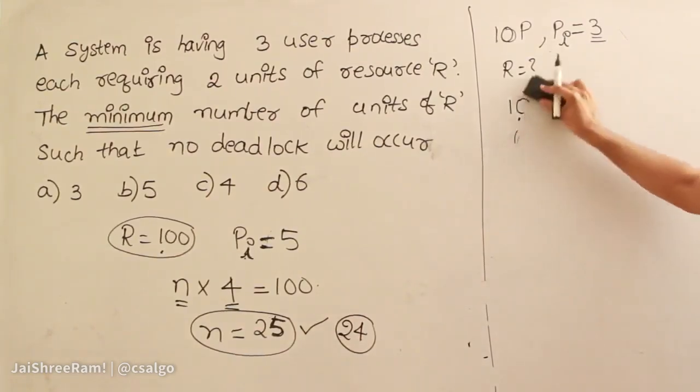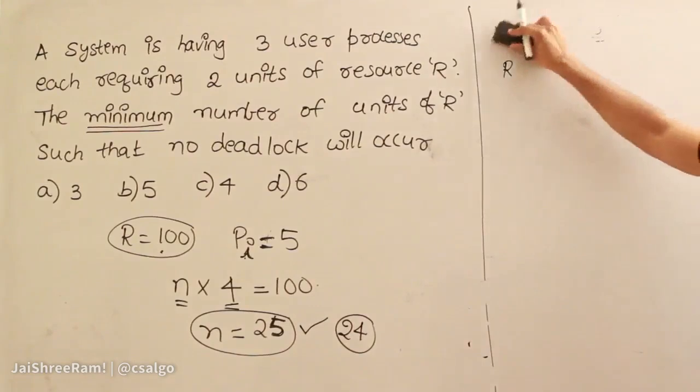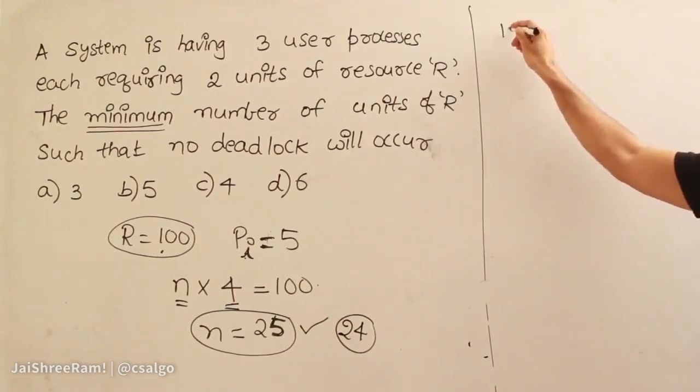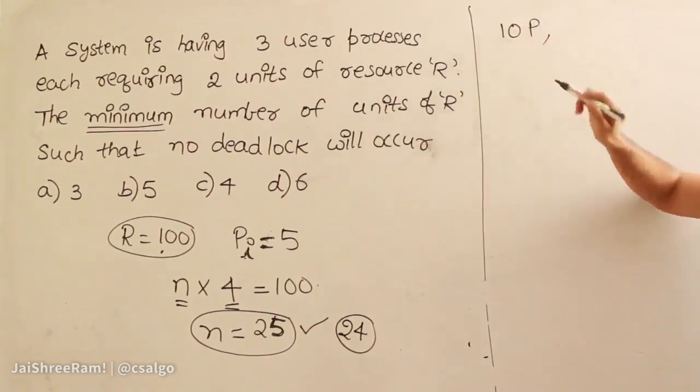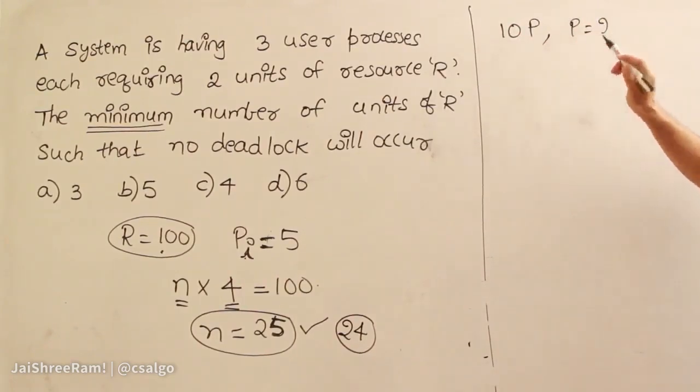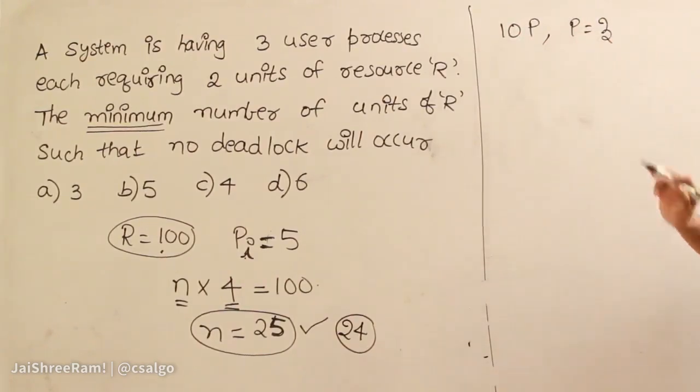Fine, I'll take more examples. See this, what I'm trying to do is, again I'll explain it. Let us say there are 10 processes present in your system, and each process requires 3 instances of a resource, right?